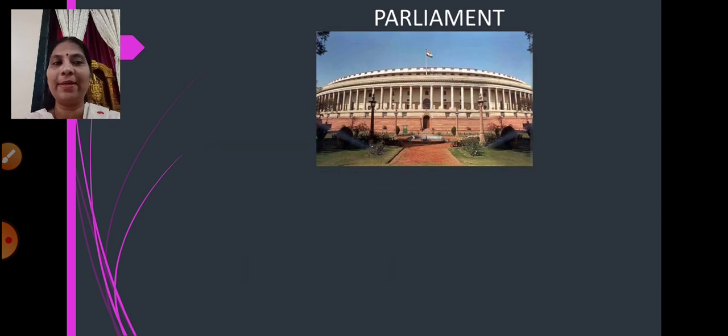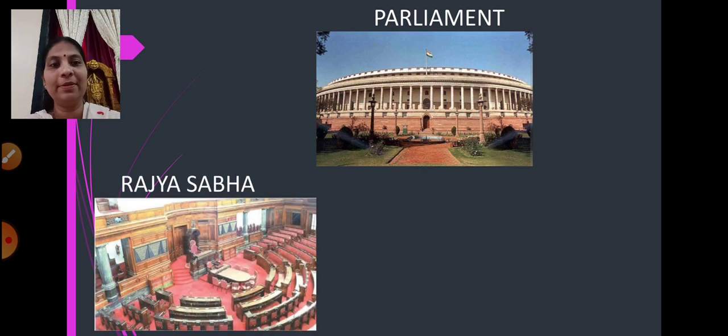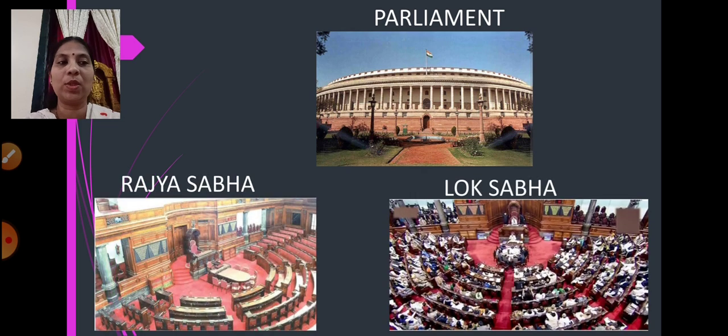Fine. So here we have the Parliament, that is the Indian Parliament. Then we have the Rajya Sabha, and then we have the Lok Sabha. Over here in the Lok Sabha, you can see, children, the members are sitting and discussing. So the discussions and debates in the Parliament, not only in the Lok Sabha but even in the Rajya Sabha, are of great importance.